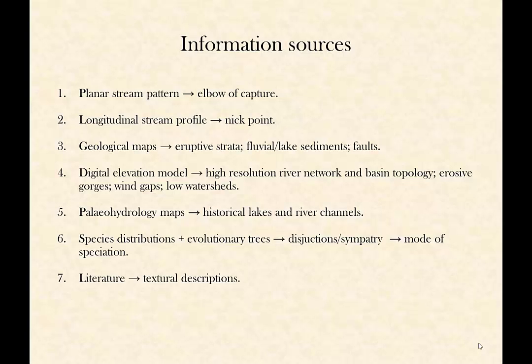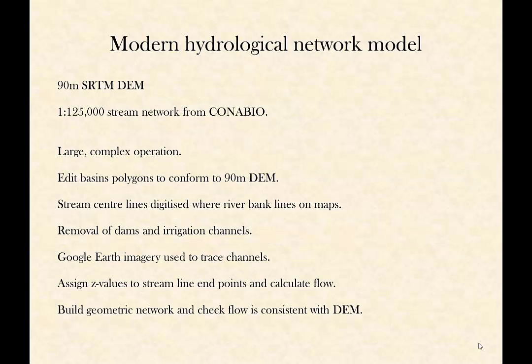Also use it for looking for these erosive gorges and wind gaps and low watersheds which may have been breached in the past. We've got these paleohydrology maps, historical lakes and river channels. I've got my species distributions. I've got my evolutionary trees, which allow me to identify areas where disjunctions, where sister species are far apart from each other, which allows us to infer or guess the mode of speciation, whether they were speciated in the same place or they were geographically isolated. And then there's lots of individual textual descriptions in the literature which isn't necessarily explicitly geographical.